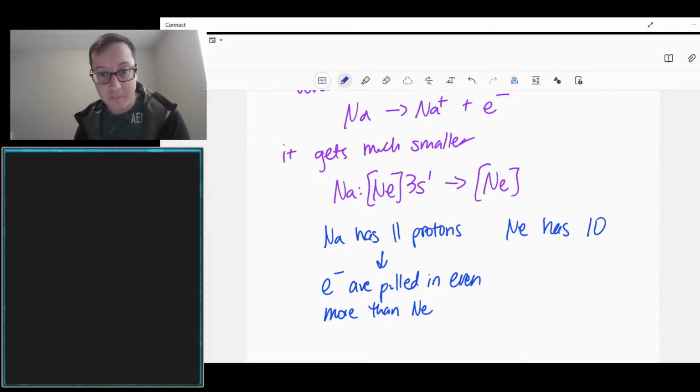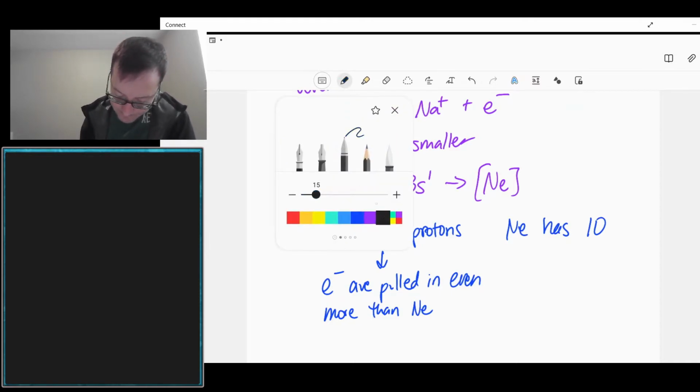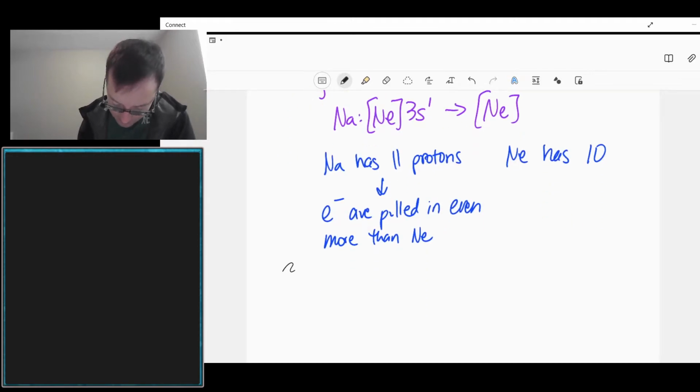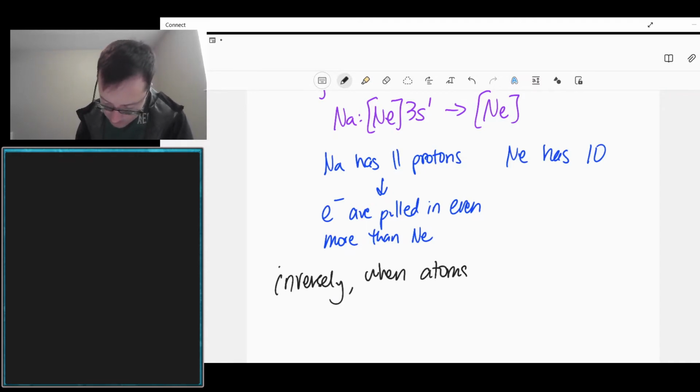So when we've lost our electrons, because we have more protons now than the corresponding noble gas, remember that the elements will always tend towards noble gas configurations. That's what happens. We end up getting smaller. Then, of course, we have the opposite. Inversely, when atoms gain electrons, they get bigger.